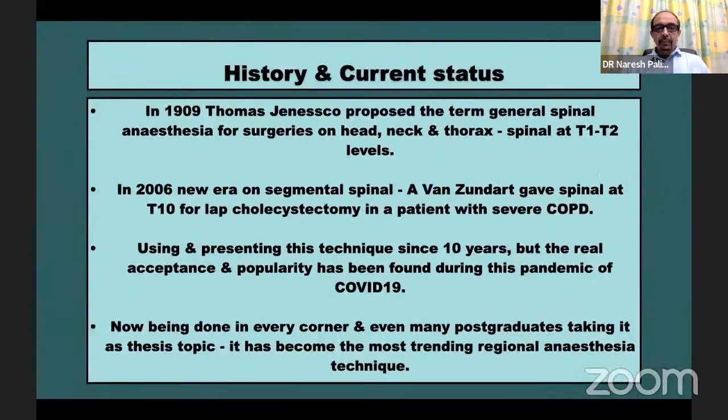Now, something about the history. It was in 2006 that the new era of segmental spinal began, when Van Zundert gave spinal at T10 for laparoscopic cholecystectomy in a patient with severe COPD. Since then there have been many studies, but recently during this COVID time it has taken off, and it has become the most trending regional anesthesia technique. Many people have started using it.